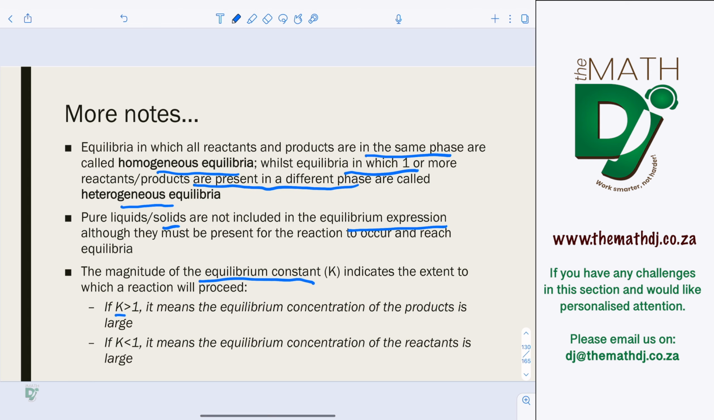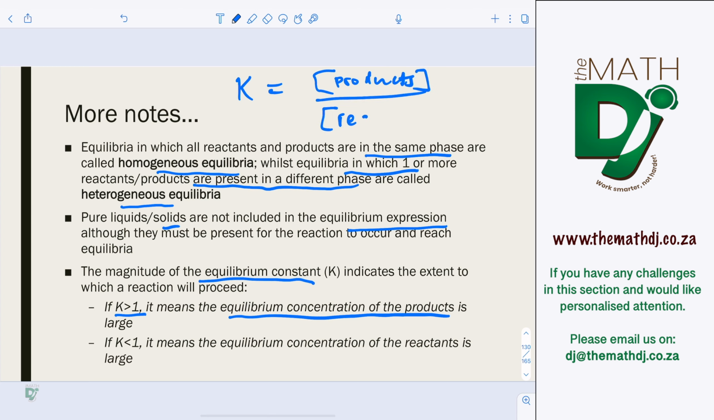If K is greater than 1, it means the equilibrium concentration of the product is large. So basically, remember K is the concentration of products over the concentration of reactants. If the reactants are big, then the value of K will be smaller. So when K is greater than 1, the equilibrium concentration of product is large.